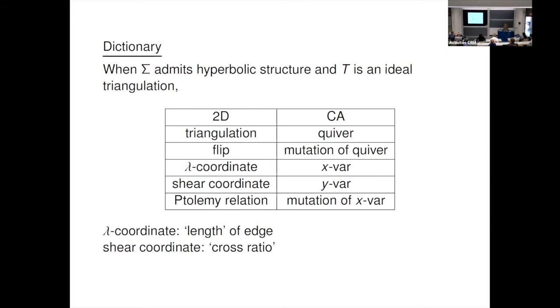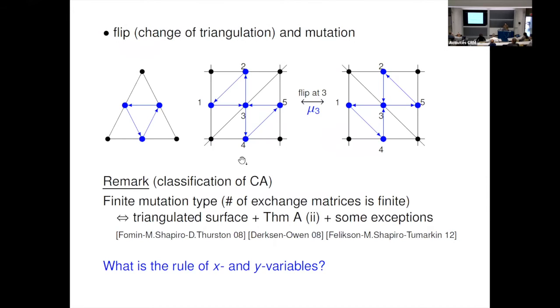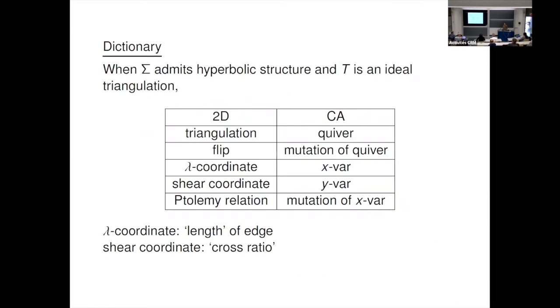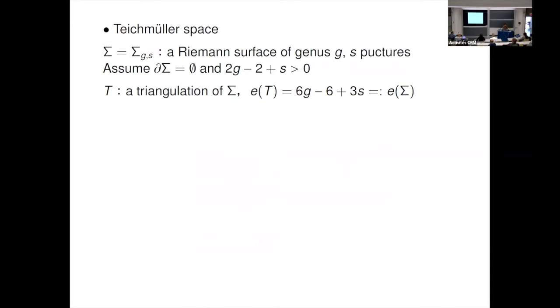Then, roughly speaking, lambda coordinate is a length of edge in triangulation, roughly. And the shear coordinate means a cross ratio of four points around the edge. So it means lambda coordinate is roughly a length of this edge with some additional information. And a shear coordinate or Y variables are related to, for example, the shear coordinate associated to this edge or this vertex is related to the cross ratio of these four points. These things have such a meaning with hyperbolic metric. And with cluster things, we can go further.